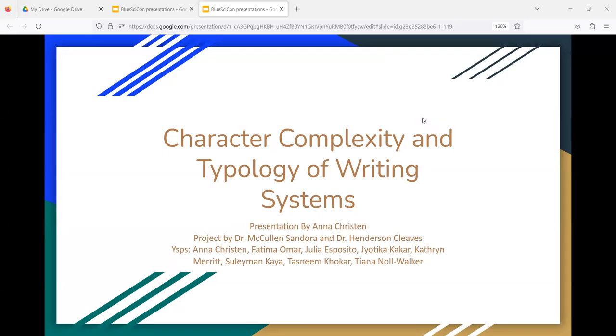Today we'll be presenting on the character complexity and typology of writing systems. I worked on a project for the Young Scientist Program with Dr. McCullen Sandora and Dr. Henderson Cleaves. If you're more interested in this project, please see Julia Esposito's talk.